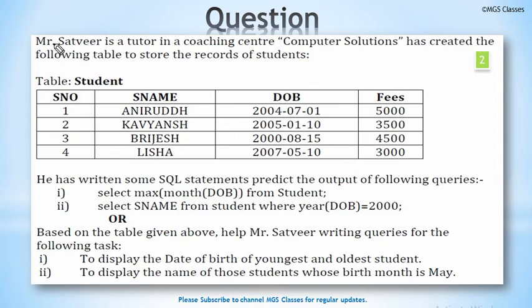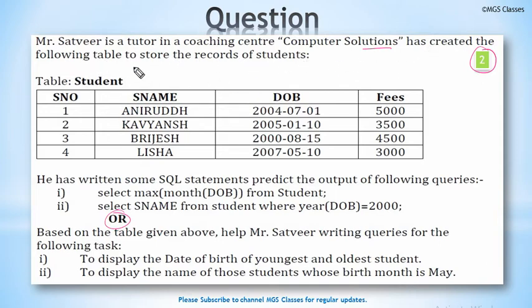This is the question that has 2 marks, and let's study this question and we will solve it. This question has internal choice, that is, either you can solve this question or you can solve this question. So Mr. Satvir is a tutor in a coaching center. Computer Solutions has created the following table to store the records of the students.